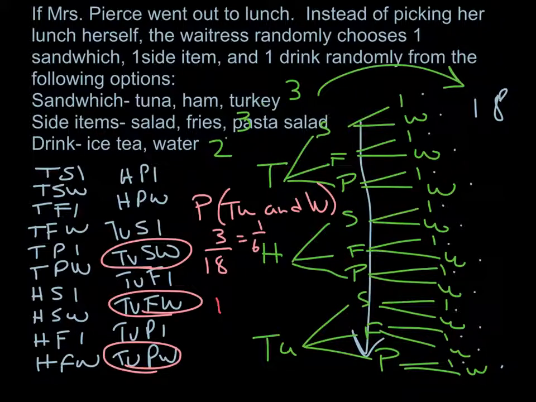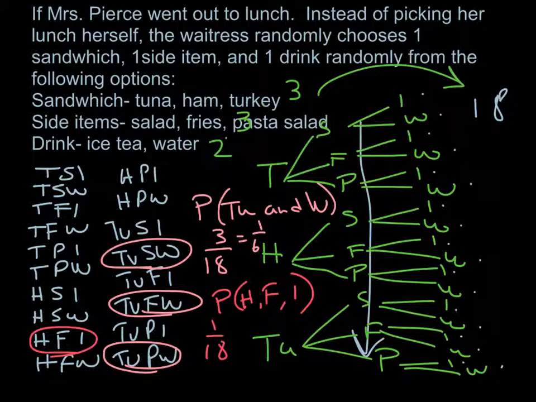Or maybe we want the probability that we get, let's say, ham, fries, and iced tea. Let's see, ham, fries, iced tea. There is only 1, so that would be a 1 out of 18 chance. So that is how I would use my combinations, my sample space, as this is called, for finding the probability. I'm going to go to the next screen and we're going to do the same problems.